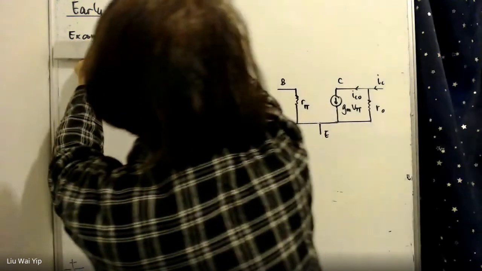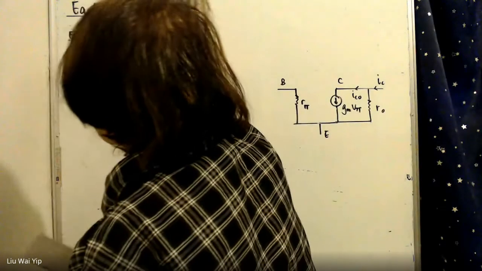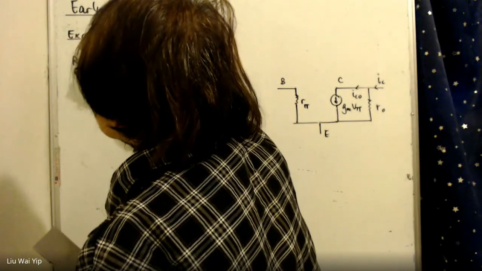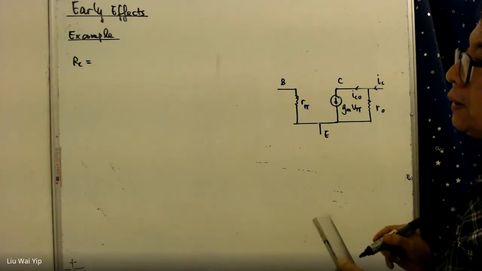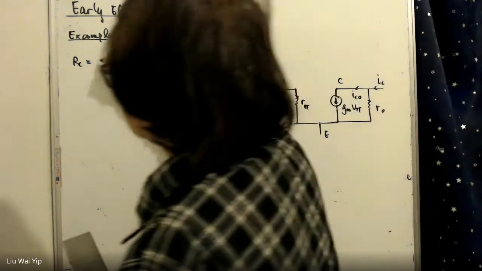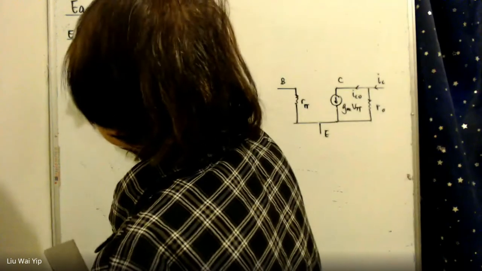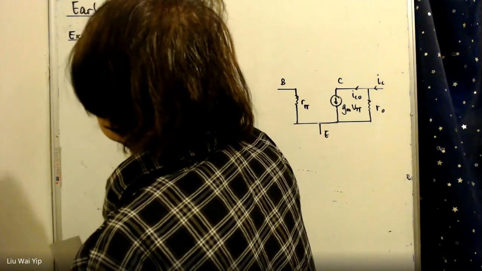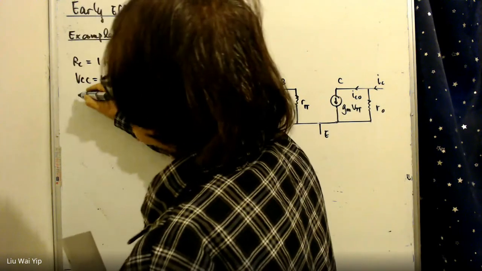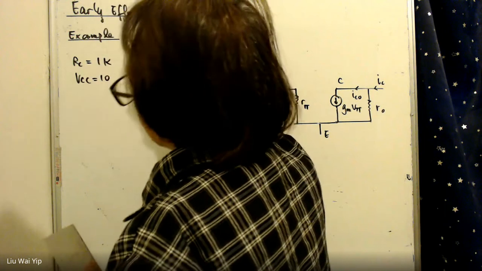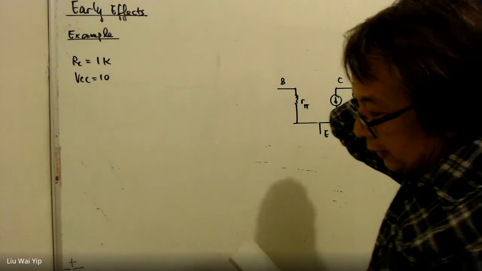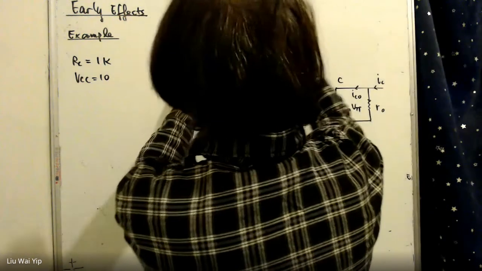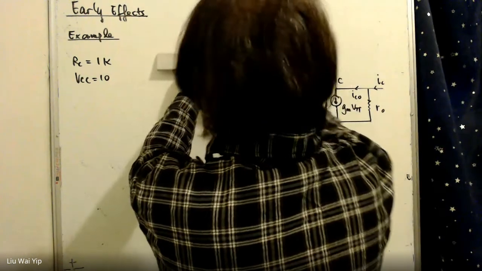In this example, we want RC to be, say, 1K, and VCC to be 10 volts. And we don't know the collector current. And we want a very simple circuit. The simple circuit is just like this.